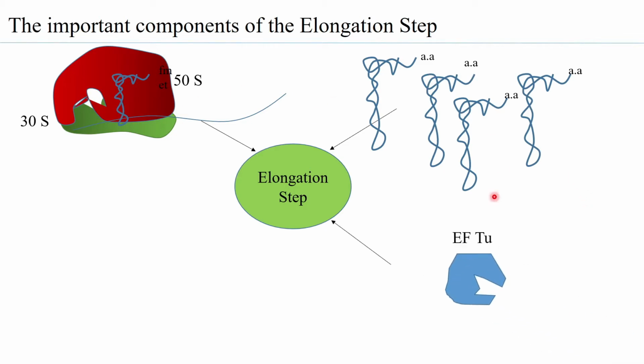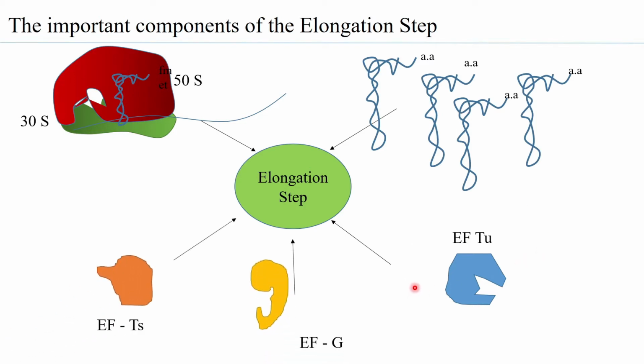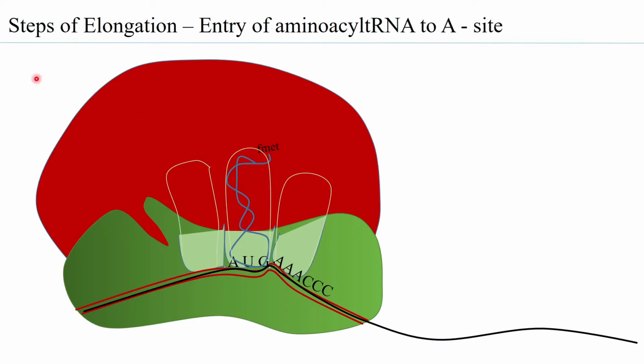And aiding these two are three elongation factors, EF-Tu, EF-G, and EF-Ts. Now, all of these elongation factors are associated with the nucleotide GTP. And this association of the elongation factors with the GTP has a regulatory role to play, as we will see with the progress of the steps in elongation. So let us look at the first step of elongation, and that is basically the entry of aminoacyl tRNA to the A site. So what do we understand by that?